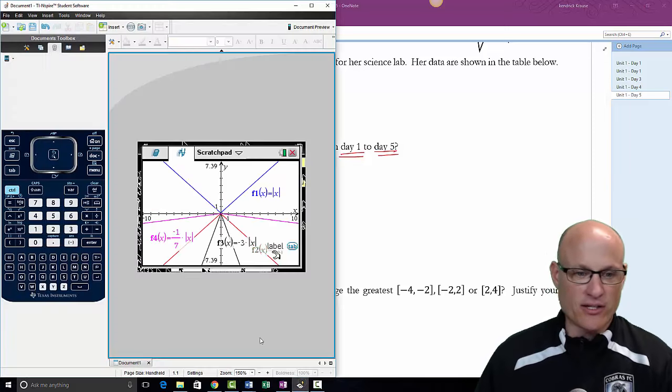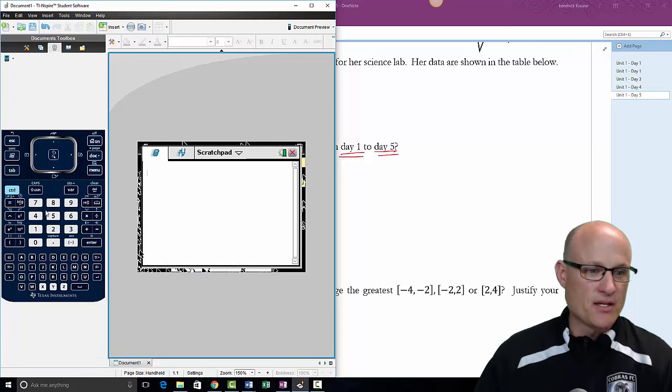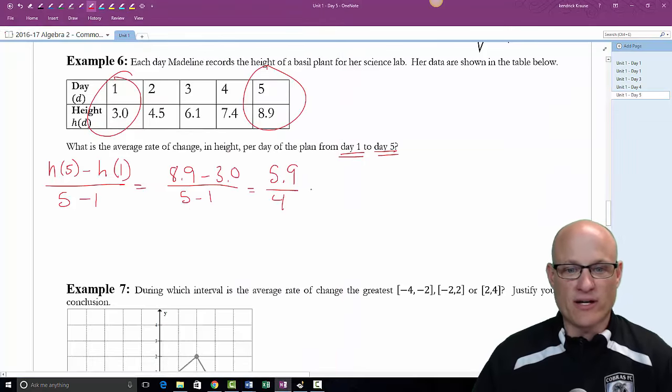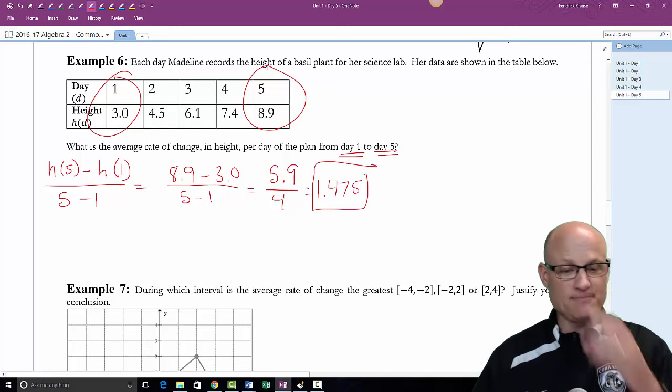Let's go see what it looks like on our calculator. 5.9 divided by 4 is 1.475. So my average rate of change is 1.475. Okay, there we go.